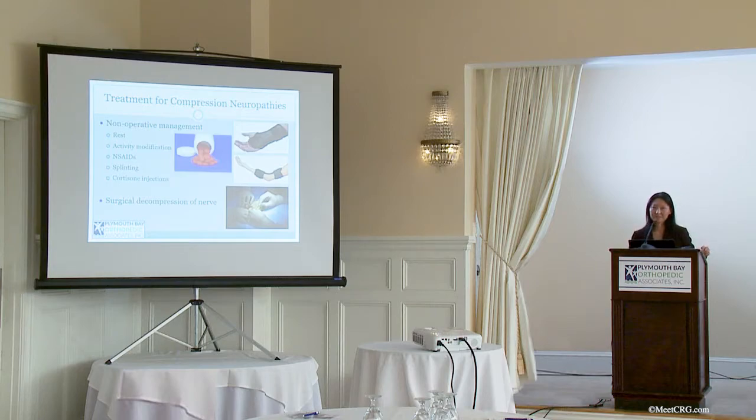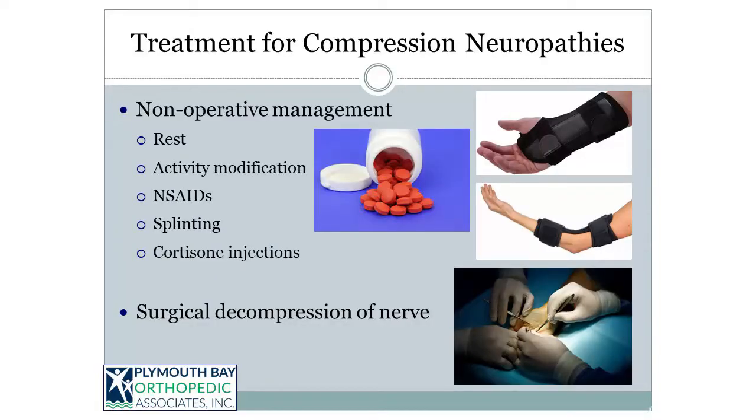And the EMG is actually good for differentiating also between cervical radiculopathy as well as peripheral neuropathy. Treatment for these neuropathies is similar to treatment for anything. You start with non-operative things first. So rest, activity modification, or changing how you're doing things. Anti-inflammatories can help certain conditions.